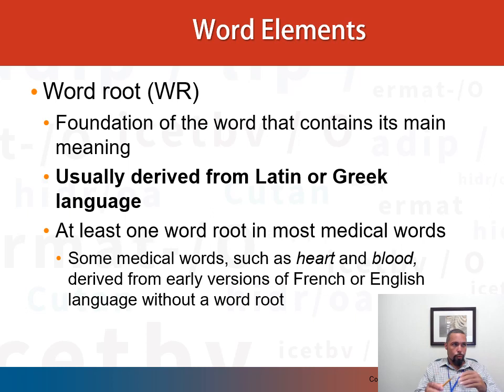The word root, from here on forward, we'll just call it WR. It's usually derived from Latin or the Greek language. At least one word root is in most medical words, okay? Some medical words, such as heart and blood, derived from early versions of the French or the English language, which won't have a word root.